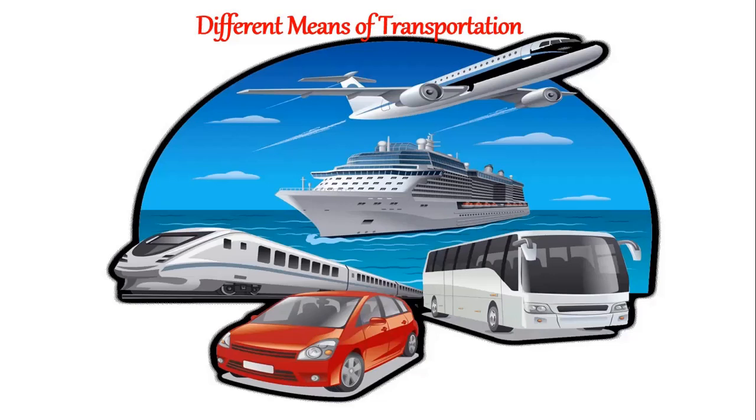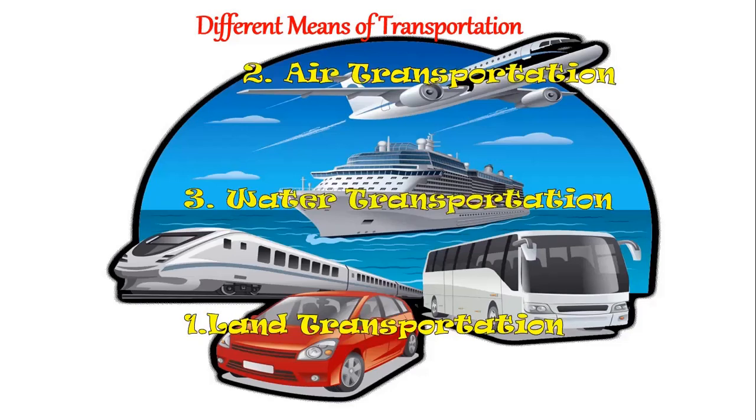Before we start this lesson, let's go through the different means of transportation. There are three means of transportation available. They are land transportation, air transportation, and water transportation. All the vehicles that move on land come under land transportation, and all the vehicles that fly through air come under air transportation. And all the vehicles that can run on water or in water come under water transportation.